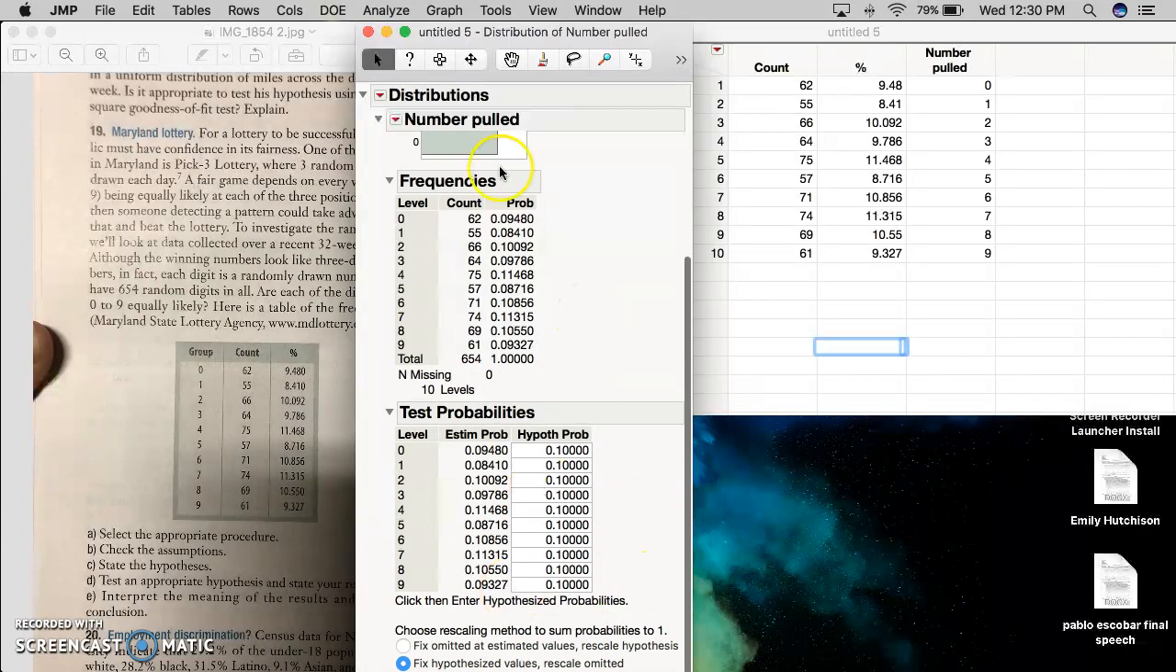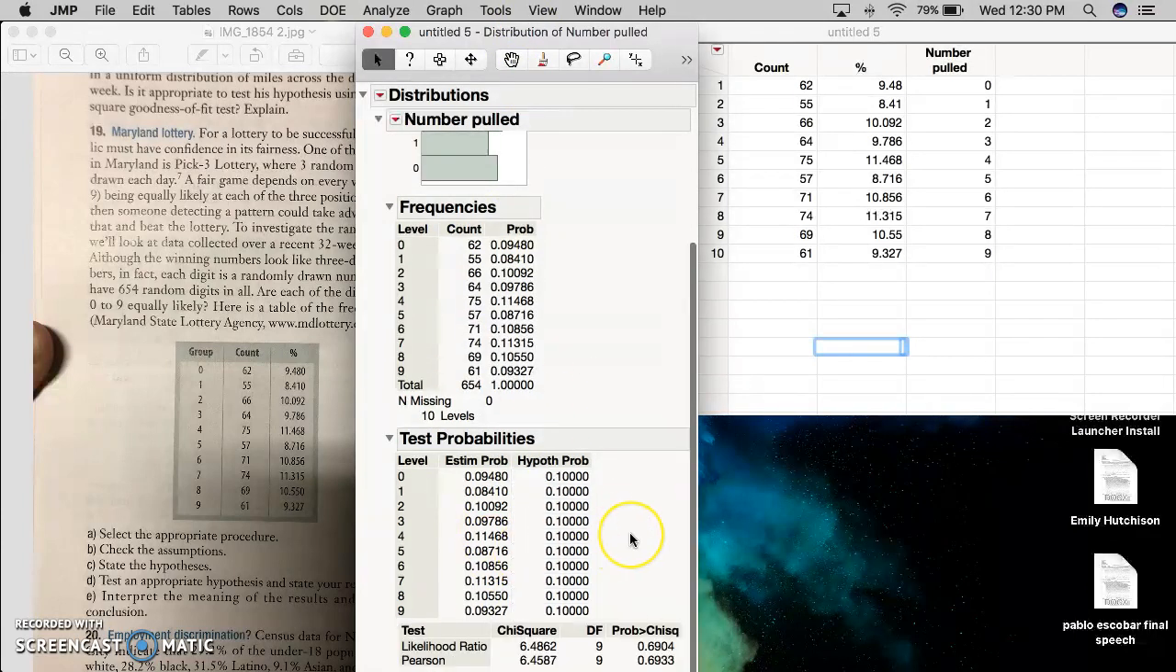and then we're going to go to done, and then we're going to look at the chi-squared Pearson output, which says that our chi-squared statistic is 6.4587, our degrees of freedom are 9, and the p-value is 0.6933, which means we fail to reject H0 and conclude that they were all drawn from a fair process, that they all have the same probability of being drawn.